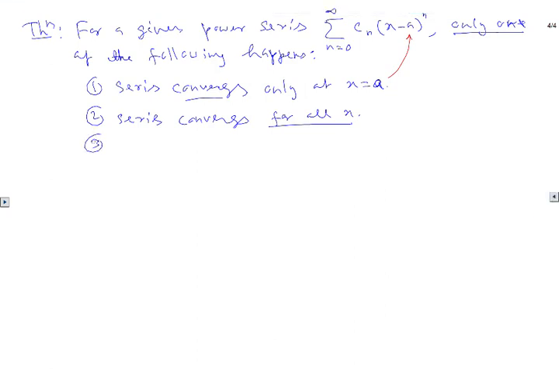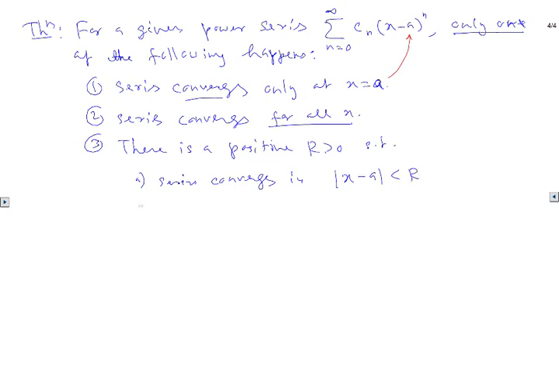The third case is really interesting. There is a positive R such that two things happen: the series converges in |x minus a| less than R, and it diverges in |x minus a| greater than R.